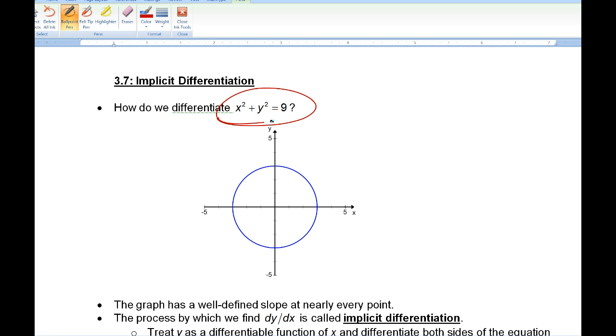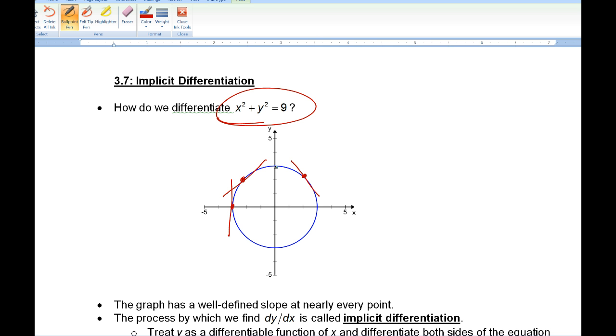Perfect. Okay. So x squared plus y squared equals 9. What does this mean exactly? This means, can I find the slope here? Here it would be undefined because that would be a vertical slope. But anywhere else on the graph, I want to be able to find the slope. It has a tangent.